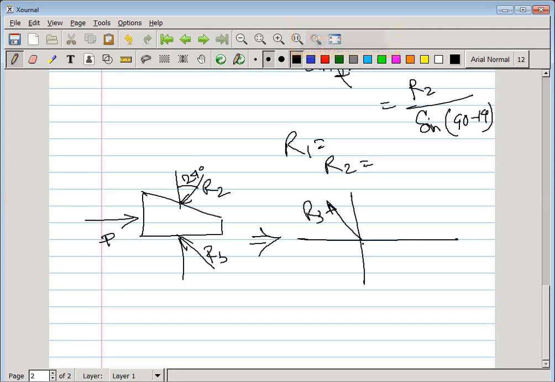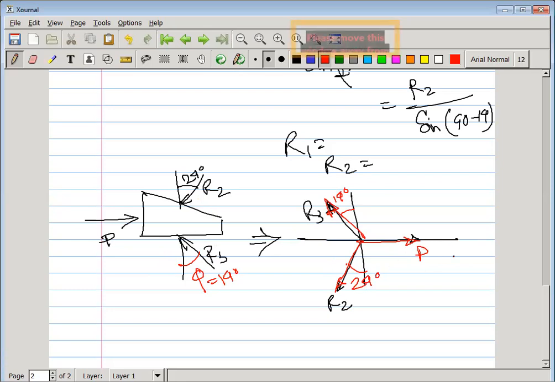R3, this is R2, and it is better to draw in a different color. This is P, this is R2, this is R3. This angle is how much? R3. What is the angle for this? Only 5. So this is 14 degrees. And this one is how much? 24, 5 plus 10. So this is 24.